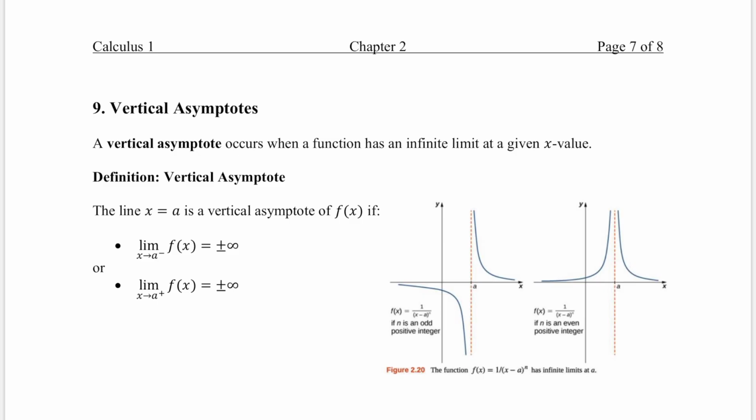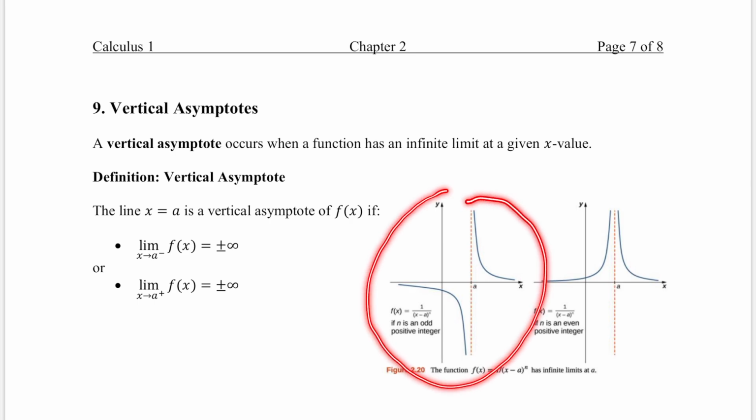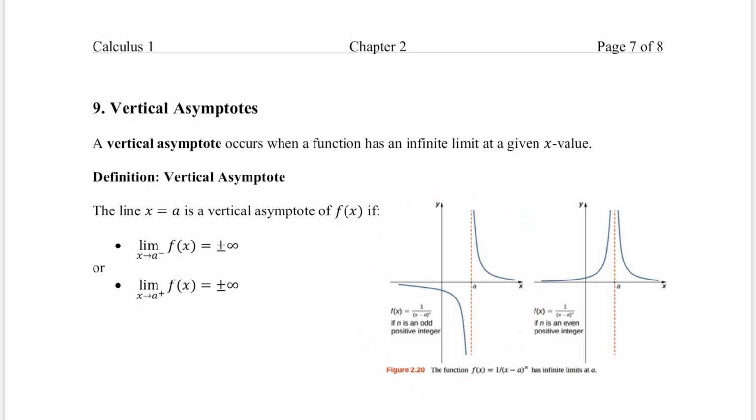Notice something important? We only need one side to go to infinity for there to be a vertical asymptote. It doesn't matter if both sides go to positive infinity or both go to negative infinity or one goes to positive infinity and the other to negative infinity, as long as the function grows without bound near that x value, there is a vertical asymptote there.